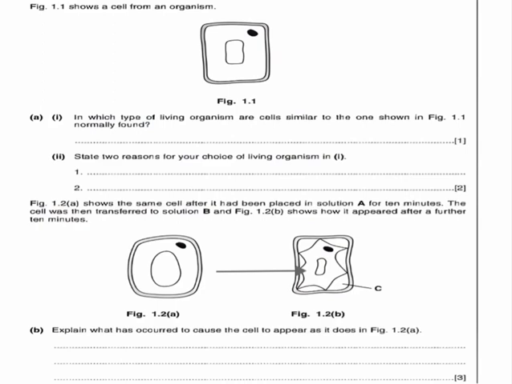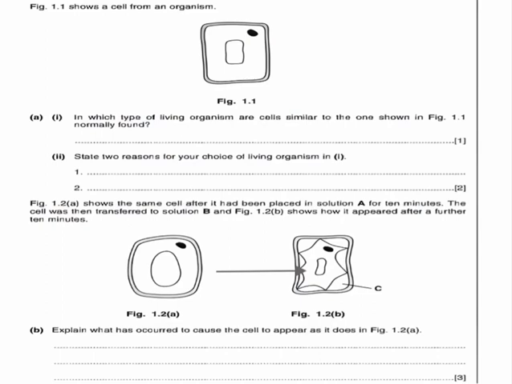So the question is saying figure 1.1 shows a cell from an organism. It is a plant cell. The reason why I'm saying this one here is a plant cell is because it has a fixed shape.